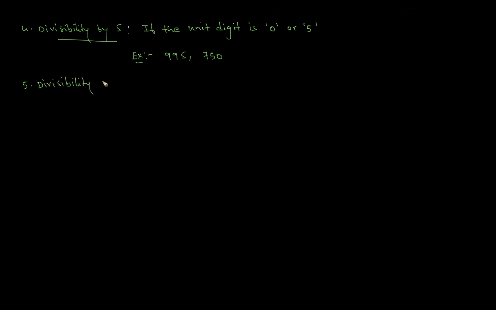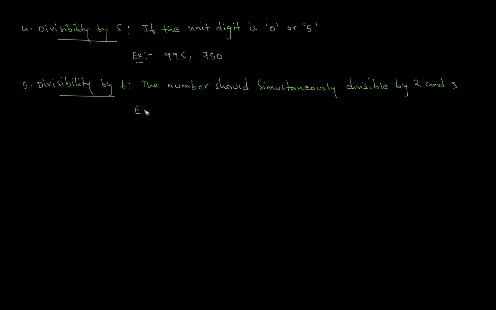Next, divisibility by 6. How can we check whether the number is divisible by 6 or not? The number should be simultaneously divisible by 2 and 3. That is what we need to check for the divisibility rule for 6. For example, 528. Is it divisible by 2? Yes, because the unit digit is 8. So definitely it is divisible by 2.